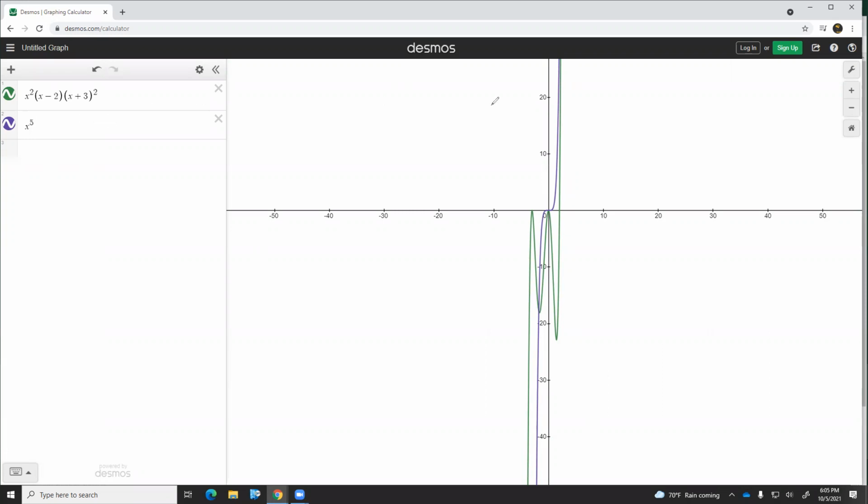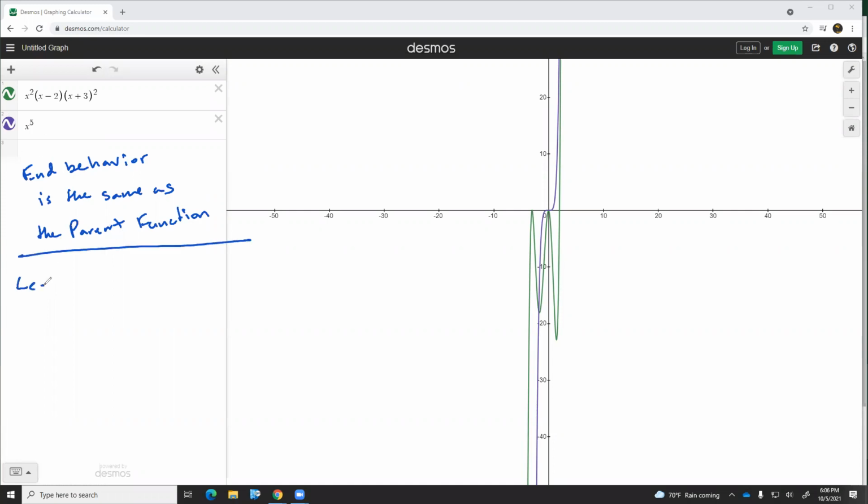In other words, what we can say is the end behavior is the same as the parent function. Does that make sense? So on either side, I could automatically tell just by looking at the parent function, or I'm going to introduce a new word called the leading term. The leading term is just, if you put things in descending order, whatever's first.